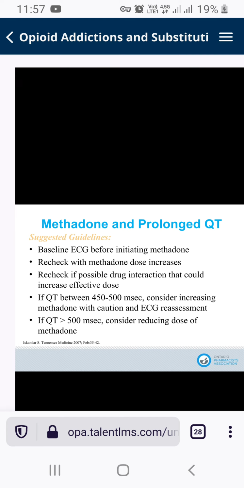Here's some guidelines for what to do about ordering cardiograms and taking a look at QT prolongation. These are from the States, and it suggests an ECG before starting methadone, and that numbers of 450 to 500 are where to be cautious, and to reduce the methadone at 450. I reduce actually at even a lower level.